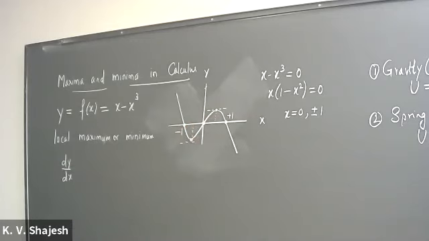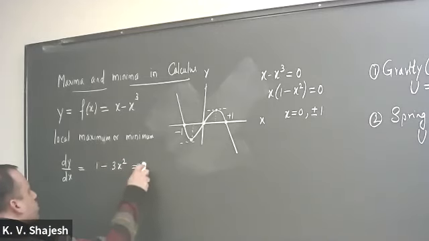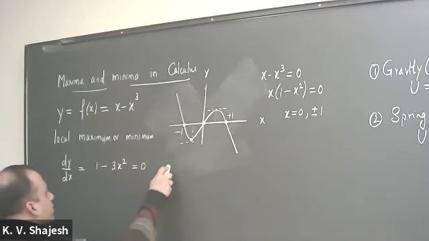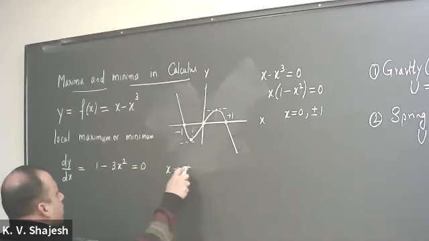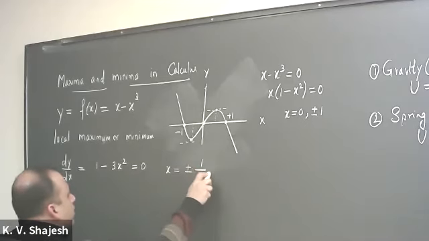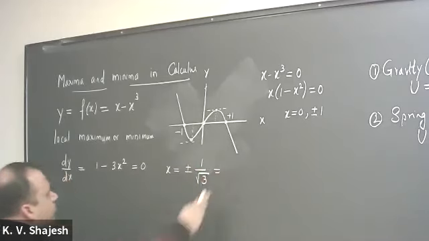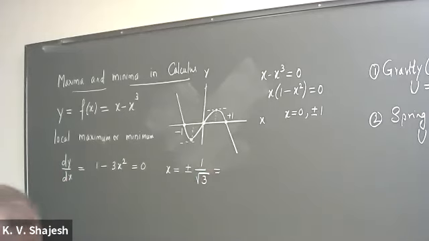Those points there. How do I find that? Take the derivative. The derivative of this function is 1 minus 3x squared. And then I have to set that equal to 0. I set this equal to 0, and I get x is equal to plus or minus 1 over root 3. And that's equal to, you get the actual numbers there.